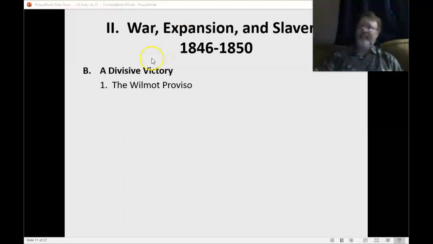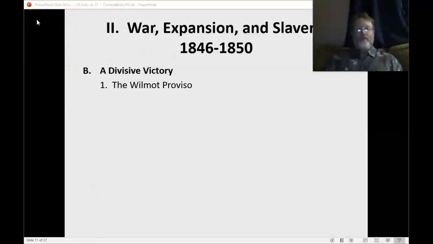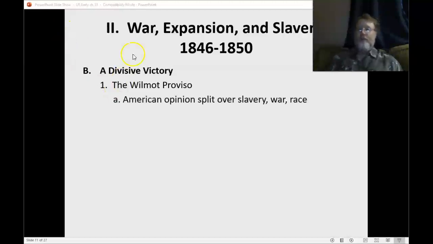Tricky though. Lots of debate about what to do now that we've won. All right. So we have these territories, and now comes the issue that we discussed earlier during the election of 44. What are we going to do about slavery? That's the problem. We wanted the lands, we got the lands, we defeated Mexico. What are we going to do about slavery? Lots of people were really split over this idea.